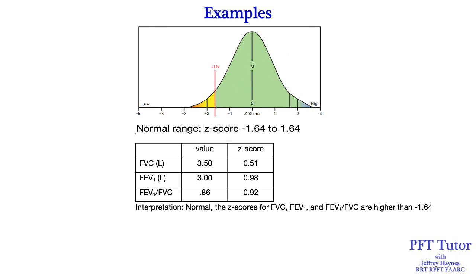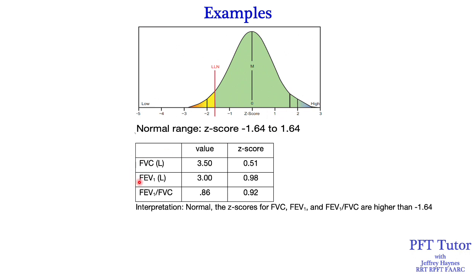I'm going to show you examples of PFT data with no predicteds, no percent predicteds, no flow volume loops, just a recorded value and the z-score, and you'll see how easy using z-scores really is. So here's our first example. So we have a forced vital capacity of 3.5 liters. The z-score is 0.51, so that would be located right about here.